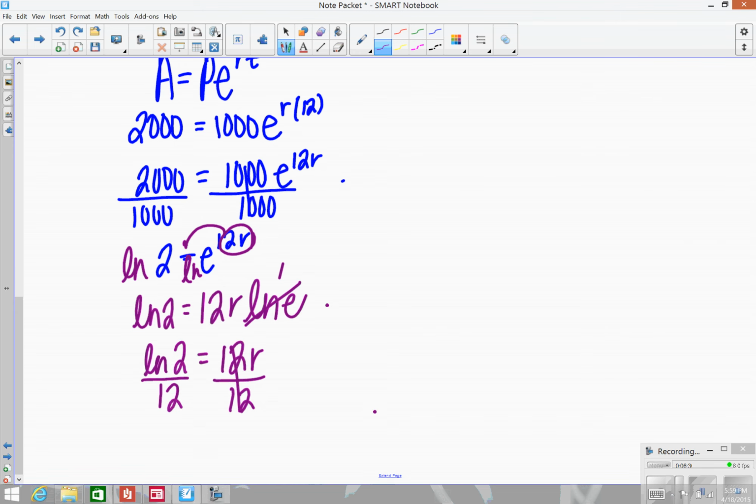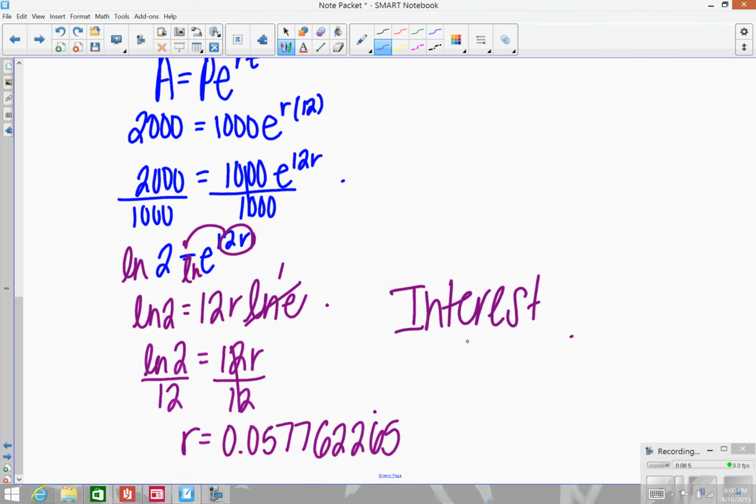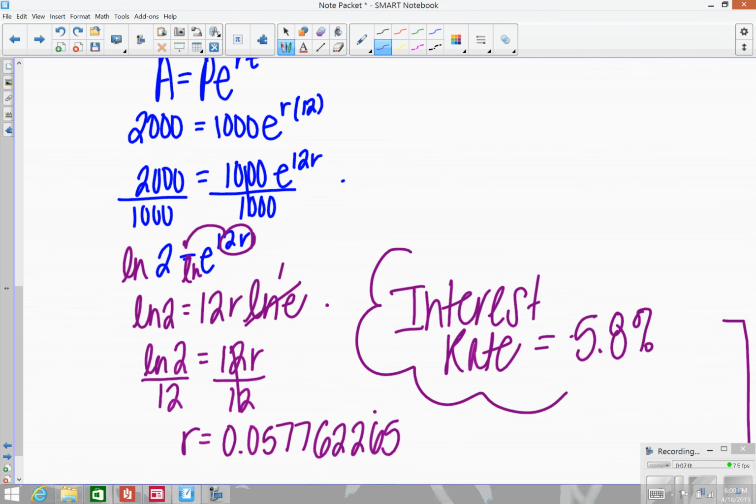So we end up with r equaling 0.057762265. So that's the rate that goes into the formula. So if we're talking about the percent, we have to multiply this by 100, move the decimal 2 places to the right. So we're looking at an interest rate of about 5.8. So if you imagine moving this decimal place over, it's about 6%, but I'm going to be a little more accurate and say 5.8 because the 7 would bump up. So the interest rate would be about 5.8%. So in order to get that money to double, you got to have an interest rate of 5.8%.